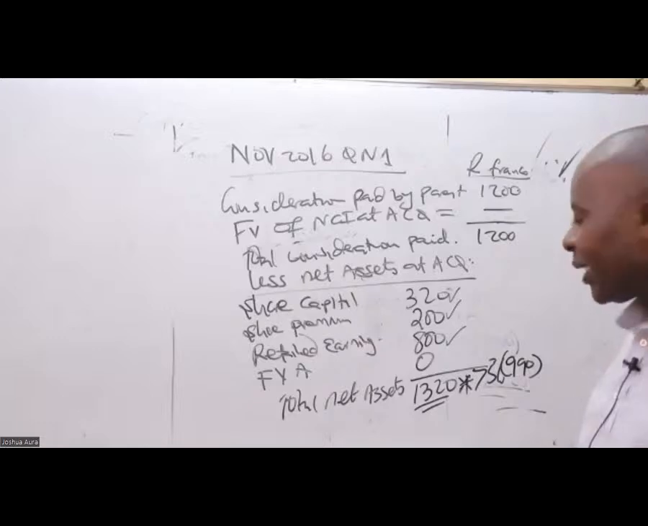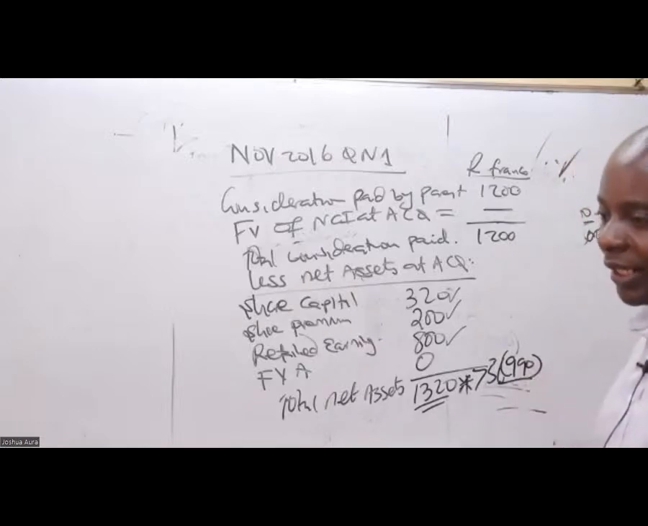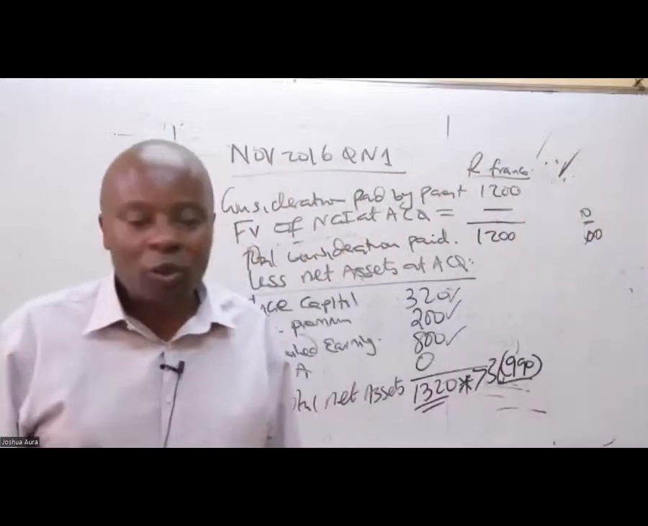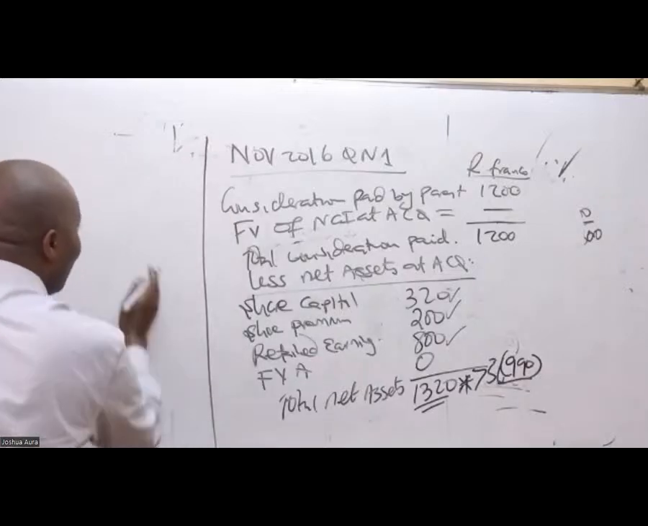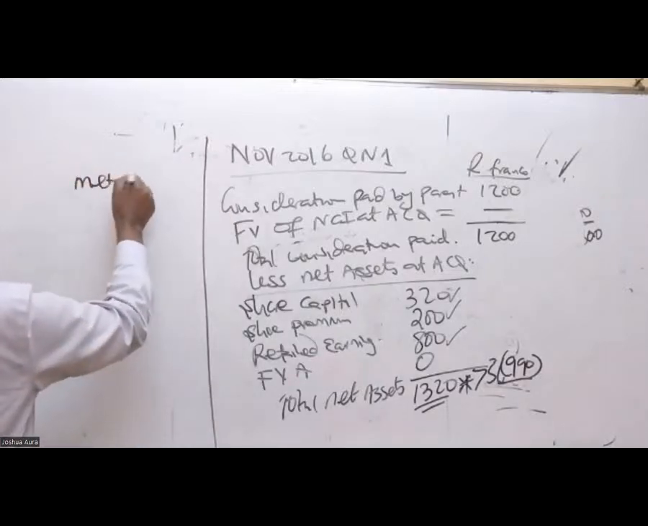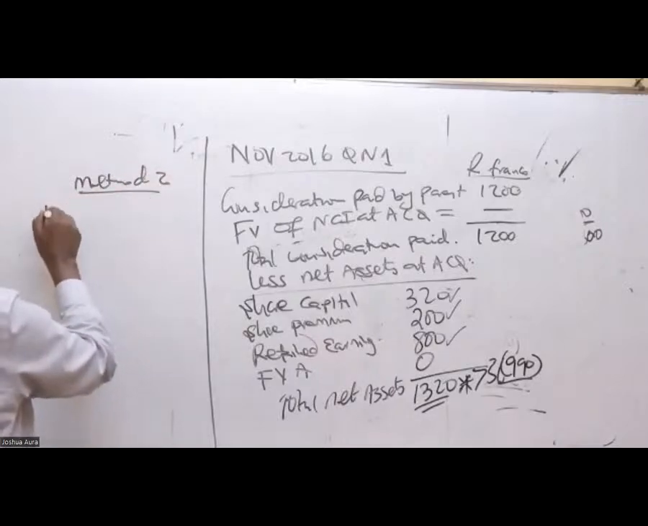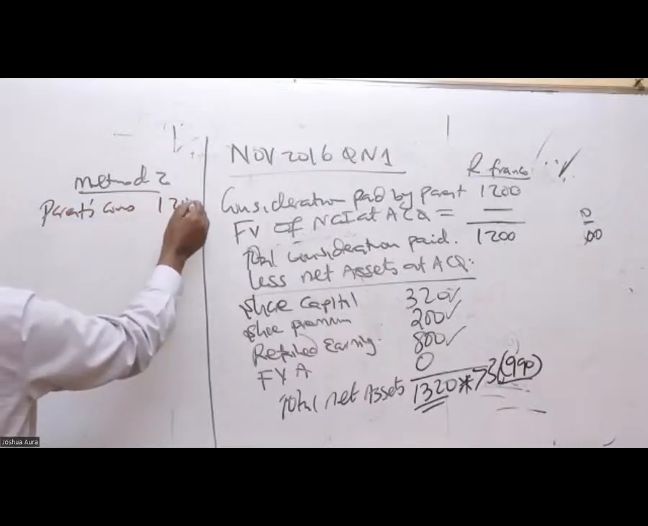This will be the goodwill at acquisition. So goodwill at acquisition is 210. Now, listen carefully. You will find some of you are used to a certain method. Another one told me, teacher, we are used to method 2, where in this case they come and say the parent's consideration is 1200.